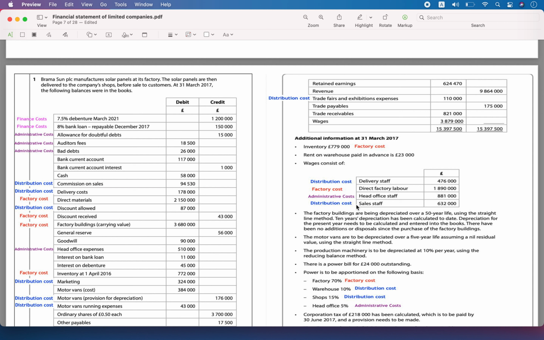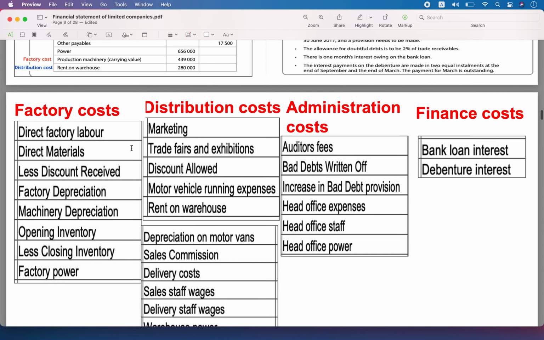For wages, they would also have given some information, you have to go and see. The delivery staff and the sales staff are going to be under the distribution cost. Any direct factory labor will be under the factory cost, and head office means it's an administrative cost. So if you are able to identify all these costs, then you can calculate easily.